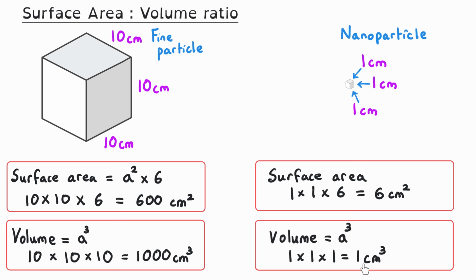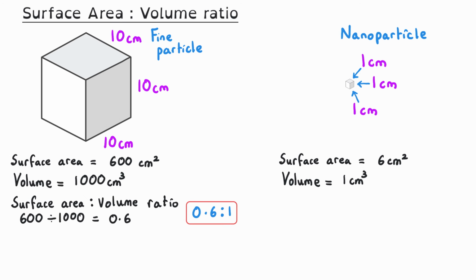And so you can see that the nanoparticle has, of course, got a smaller volume and a smaller surface area as well. We can calculate the surface area to volume ratio for this new cube that is representing our nanoparticle in the exact same way as before. The surface area was 6 and the volume was 1, so the surface area to volume ratio is calculated by taking 6 and dividing it by 1, and we get an answer of 6, which then as a ratio is represented as 6 to 1. And this is for the nanoparticle as compared to the original particle, which is representing a fine particle, that had a ratio of 0.6 to 1.